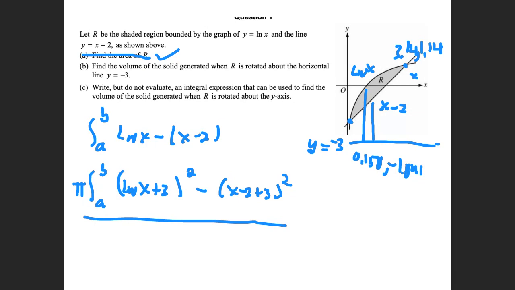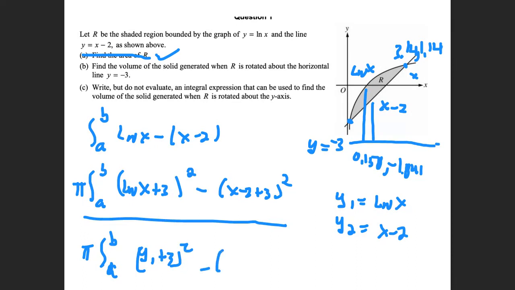Do you know if you go to y1 and put in natural log of x, and go to y2 and put in, what is the other equation? x minus 2. Then when you go down here, in this problem it wouldn't be worth it, but sometimes you get really long equations. What your calculator can do is, instead of using natural log of x, you can just say y1 plus 3 squared minus y2 plus 3 squared. So you wouldn't make a mistake.